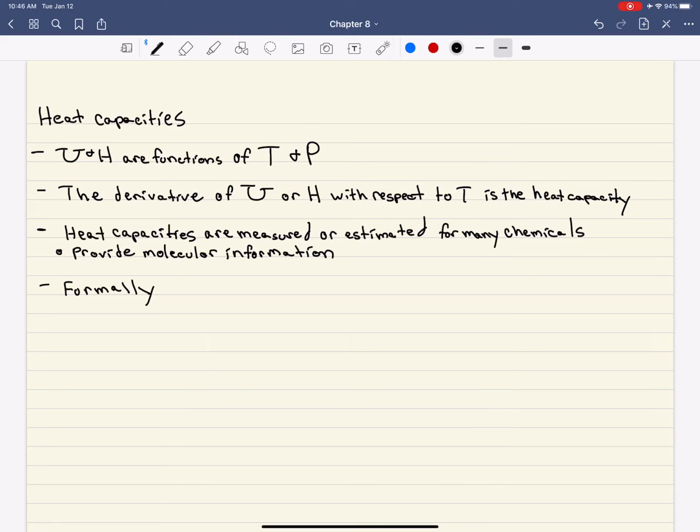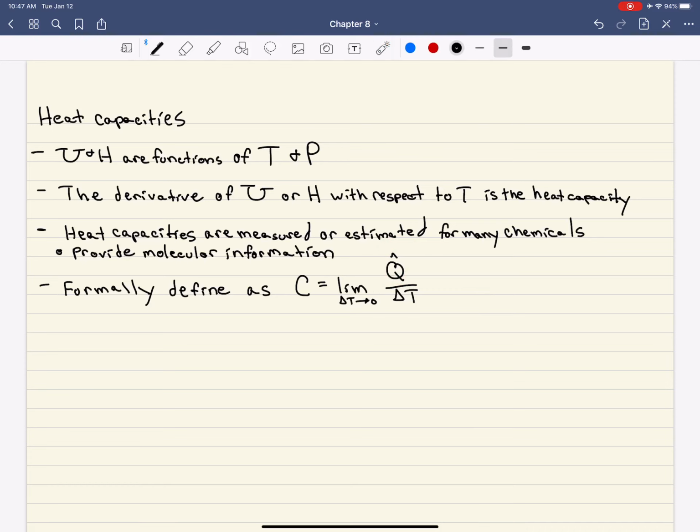Now formally, above I mentioned that the heat capacity was the derivative of U or H with respect to temperature. But back in the old days, before they even had concepts of internal energy or enthalpy, scientists defined the heat capacity as C, and they said it was equal to the limit as the change in temperature goes to 0 of specific heat divided by delta T. Okay? That's why we call it a heat capacity, right? Because there's a heat term here.